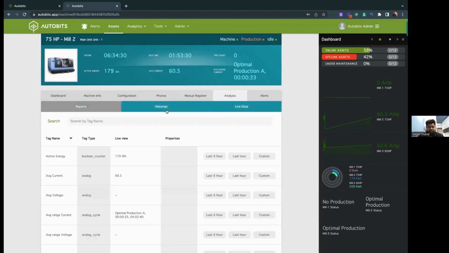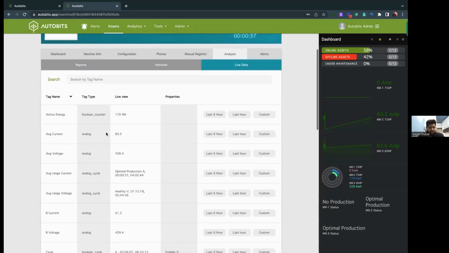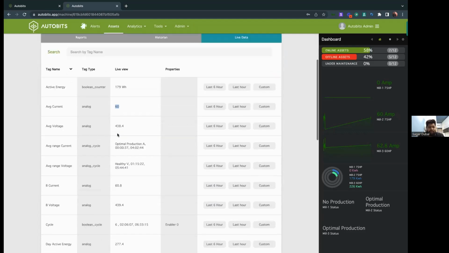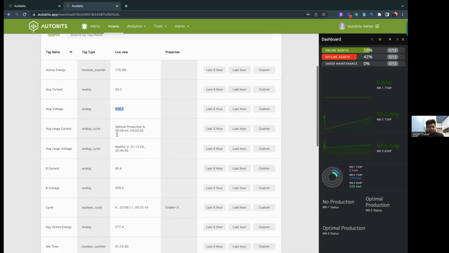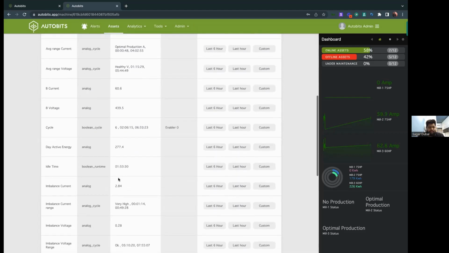First, I'll just show the live data. In this case, we are taking this second, how much power consumption, the current, average 3-phase voltage, current on all the other sides, the imbalance of current. The imbalance over here is 2.65, which is okay.